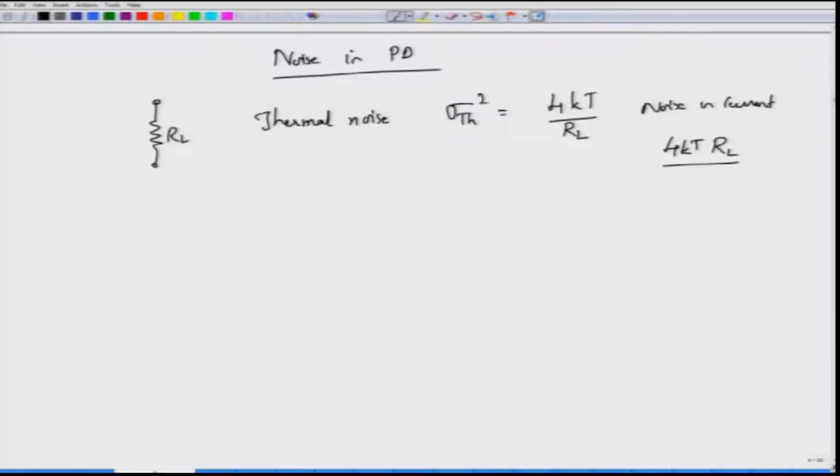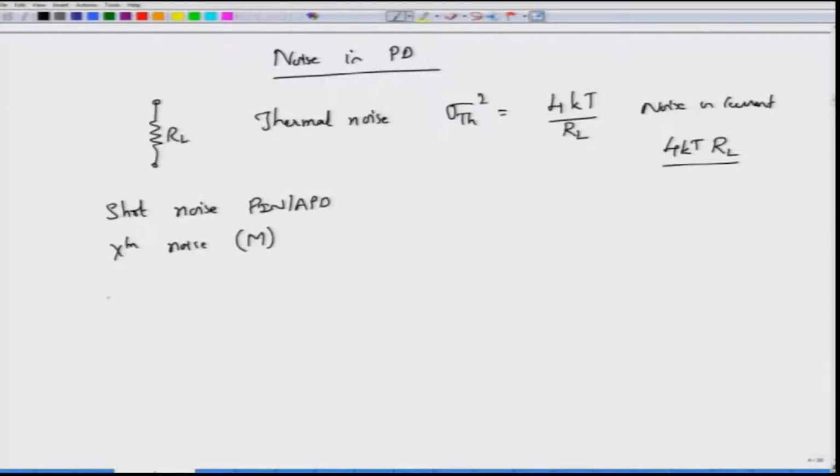In addition to this thermal noise, we have seen shot noise in both PIN as well as APDs, although with APDs you also get a multiplication noise or a multiplicative noise, mainly because of this multiplication factor M.